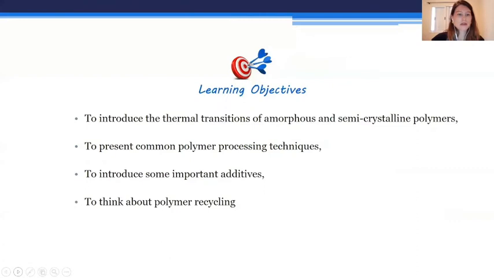During this class, we will introduce the thermal transitions of amorphous and semi-crystalline polymers. We will present common polymer processing techniques. We will introduce some important additives, and finally, we will think about polymer recycling.